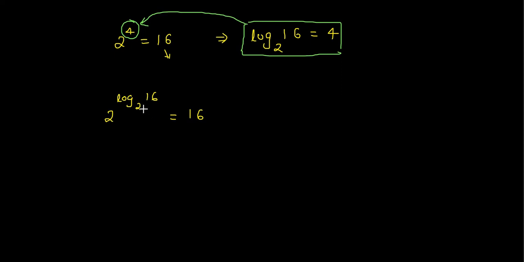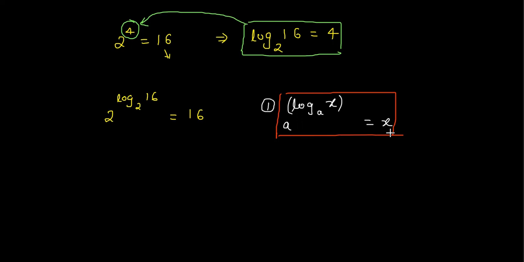So from here we arrive at a very important property, which is the first property, that log of any number x with base a, and this whole number when it is raised to the base a, this will always be equal to x. Okay, this is property number 1.